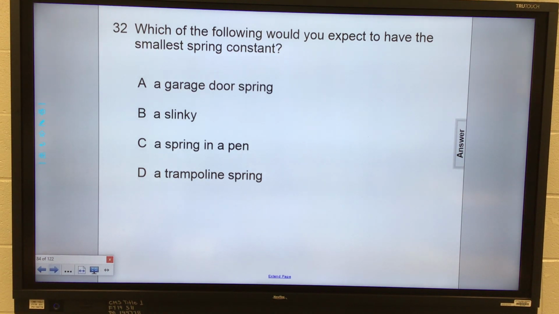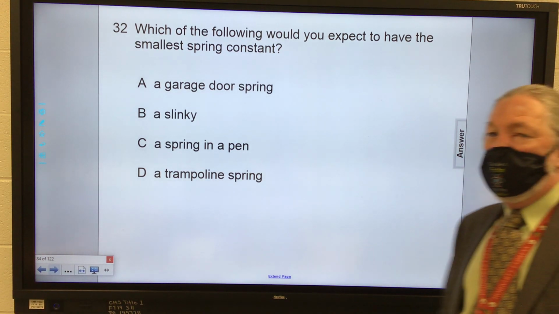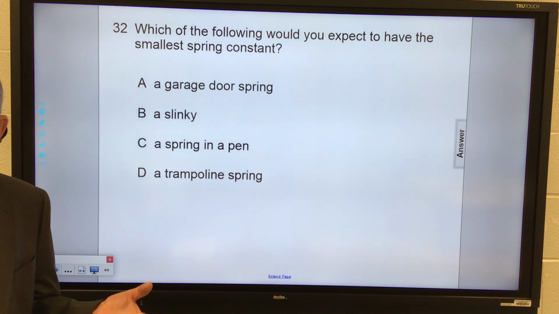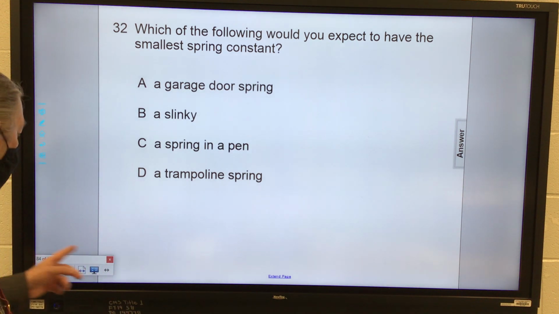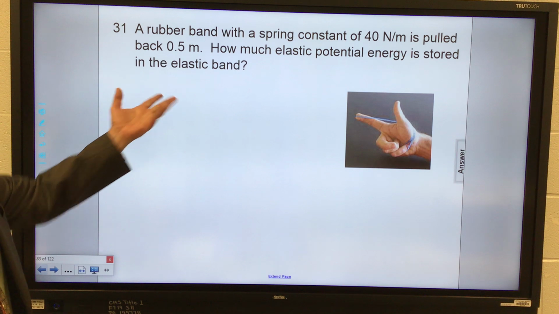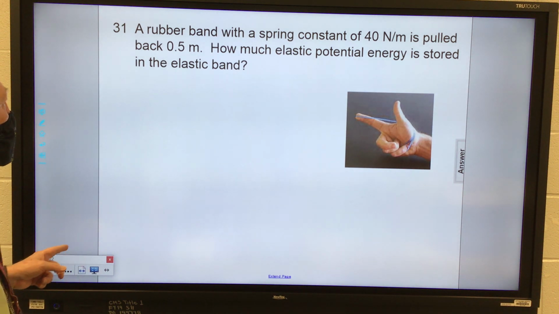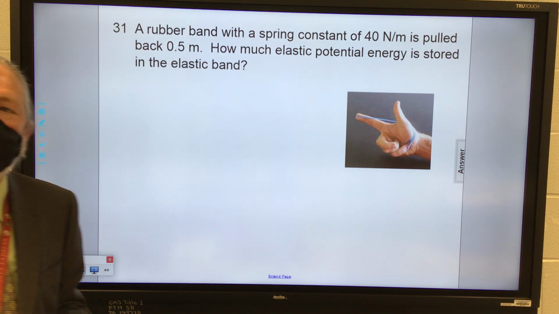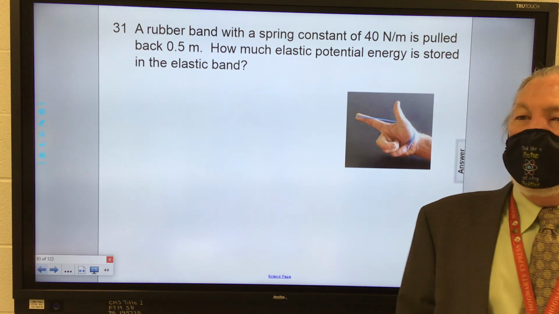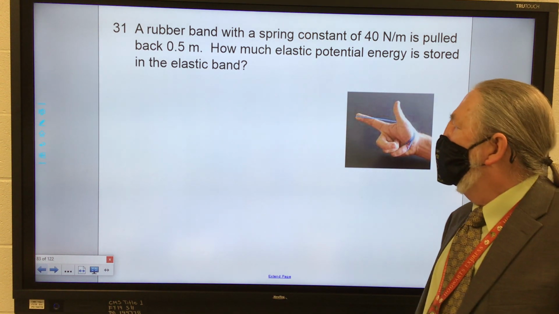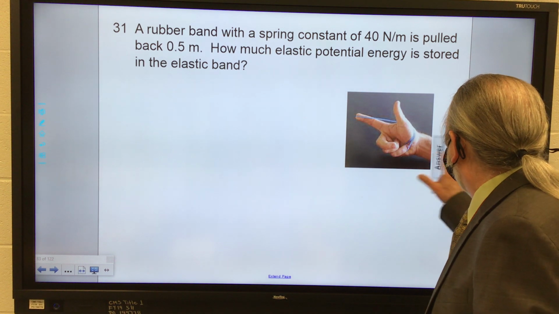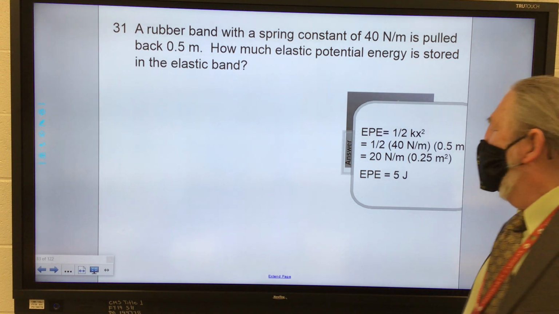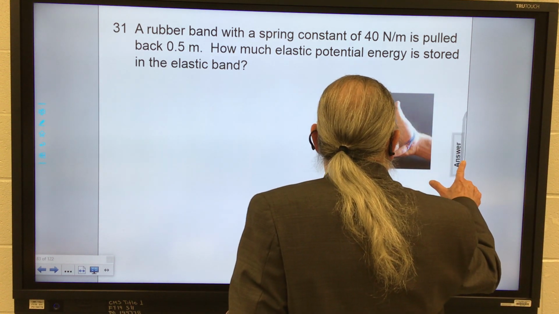Okay, so we're going to continue from our lesson from yesterday, and we're talking about elastic potential energy, right? Our last question was a math problem. What was our answer for 31? Just a little review here. Was it 5 joules? Is that what you came up with? Okay, that's good. Everybody got it, right?